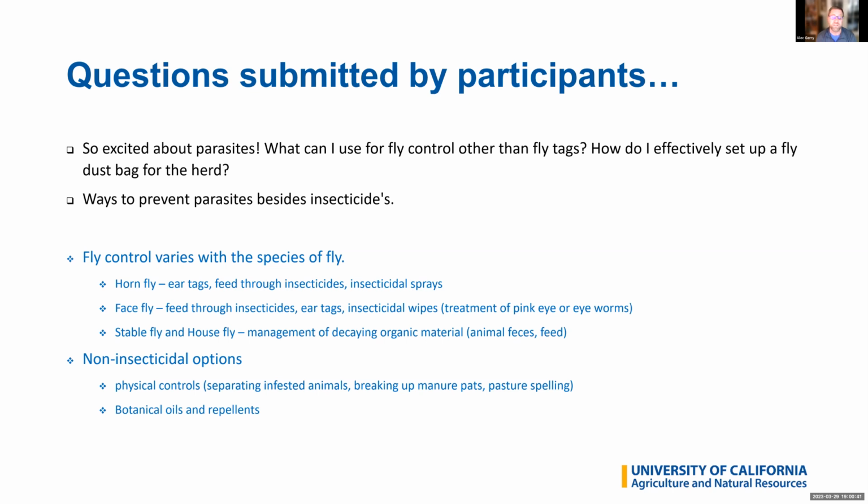And then in terms of non-insecticidal options, there are physical options for controlling most of these ectoparasites. For lice and mites, you can separate infested animals from non-infested animals so that they're not transferring those parasites. For hornflies and face flies, you can break up manure pats in some way. If you can take that fresh manure and break it up, that will prevent development of those flies.